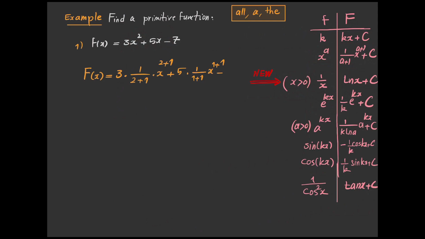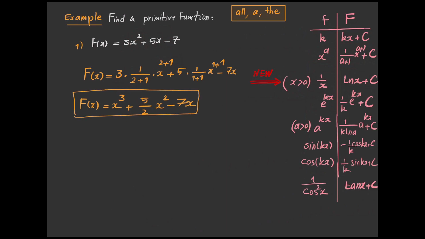So what can I do with 7? Which row is useful? The first row, yes? So what is the answer for minus 7? Minus 7x. And then of course I always prefer to simplify. So this 3 and that 3 are gone. This is also 3, so this becomes x to the power of 3. And then it is 5 over 2 x to the power 2 minus 7x. So that is a primitive function for this, yes?